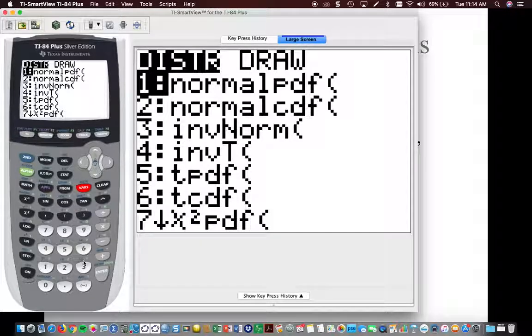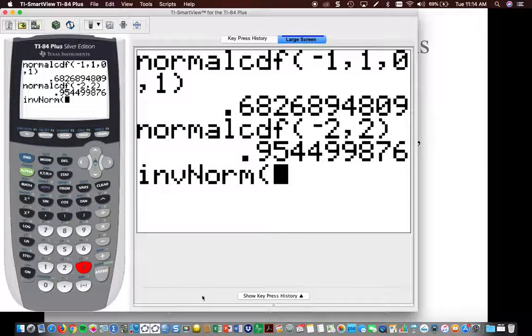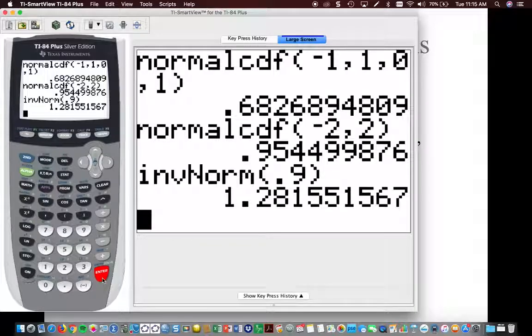If you go down to choice number 3, inverse normal, those of you that have the Stat Wizard turned on, it's asking you for an area, and we want the area to the left to be 0.9. This is really all the calculator needs to know. We're trying to find the value that cuts off the bottom 90% from the top 10%, and it tells me that that number is 1.28. And that's the same number that we looked up in the table.